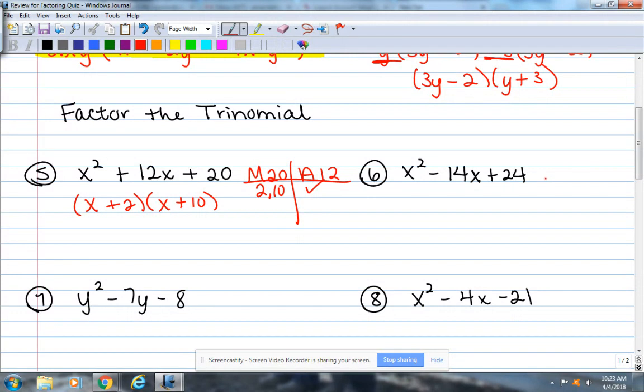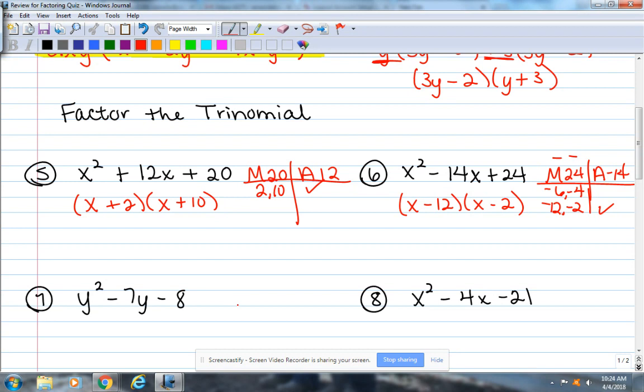Number 6 here, I want two numbers that multiply to get and add to get. And what kind of signs are we going to need? A negative and a negative. I don't believe it will be -6 and -4, so give me something else. -12 and -2. Okay. And does that one add to get -14? Okay. So I have x minus 12 and an x minus 2. And that's my answers. Any questions about that one?